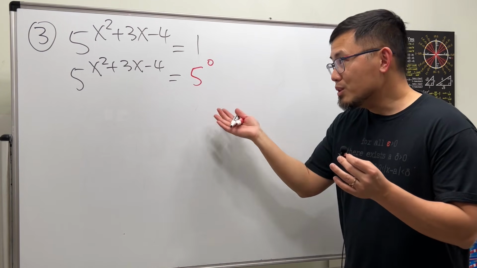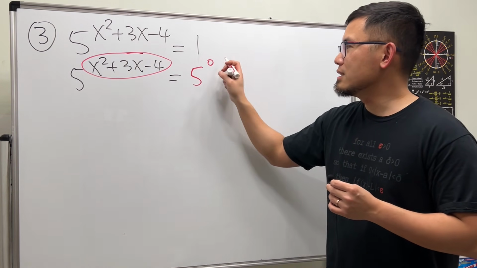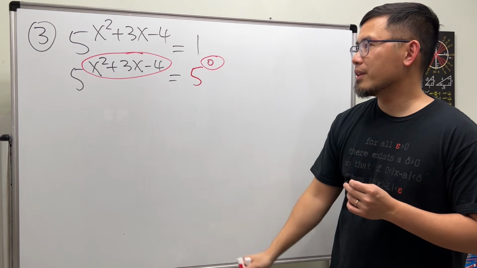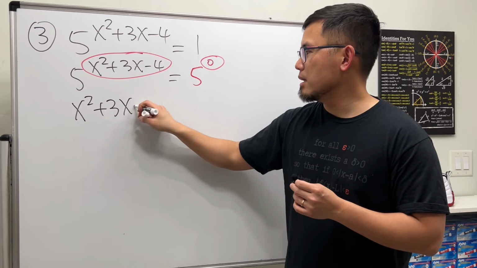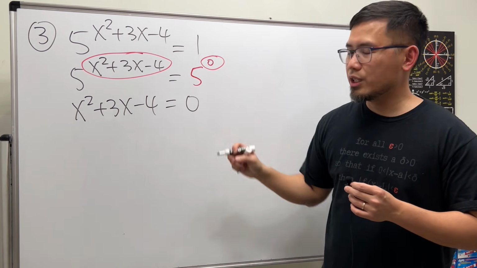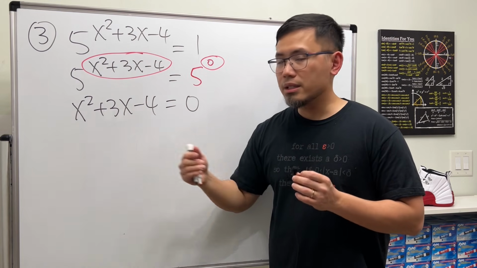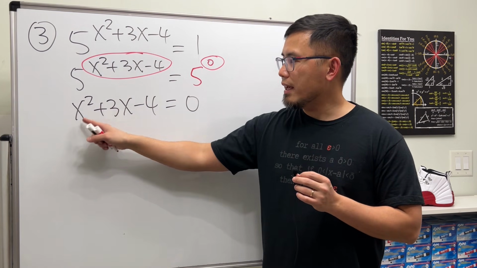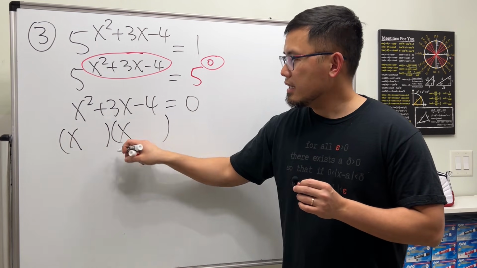So once you have that, again, they have the same base. So we can say this exponent must be equal to that exponent. So we're focusing on x squared plus 3x minus 4 equals 0. So now we have a quadratic equation. To do this, let's factor it. We just have x squared, so we know we must have x times x.